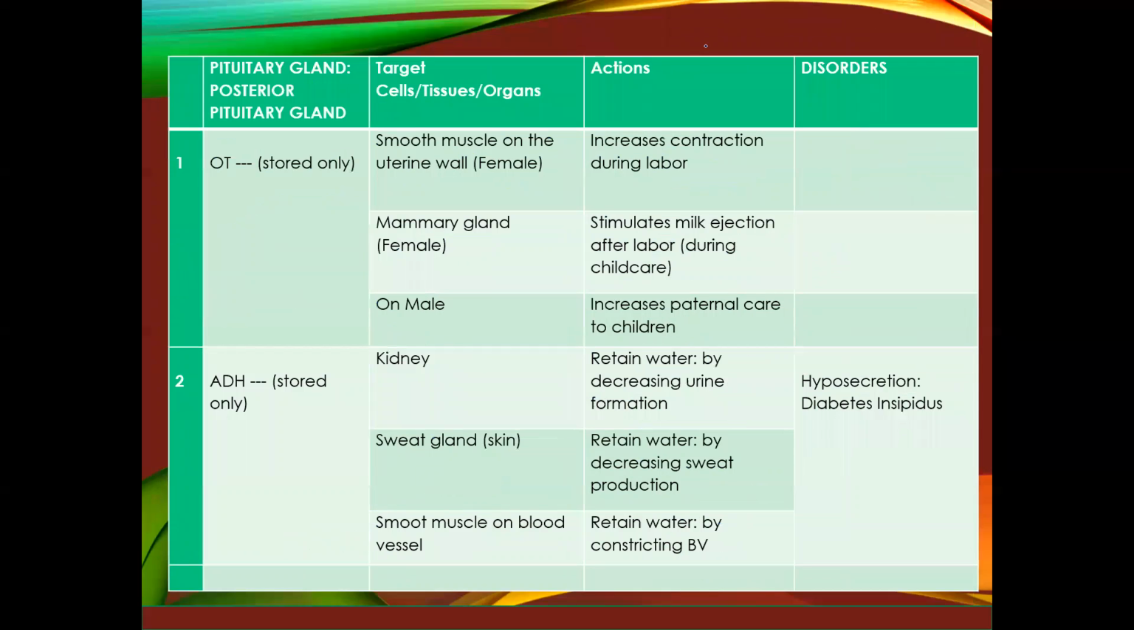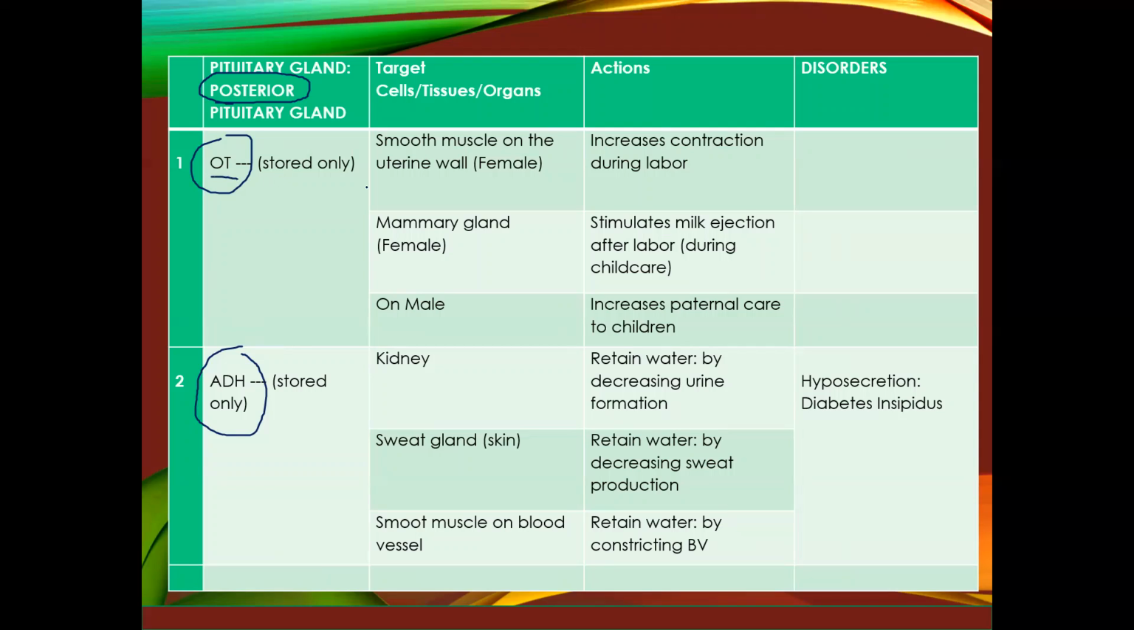Okay, we go to the next one, still the pituitary gland, but this time we have the posterior part, the posterior pituitary gland. Remember, the posterior pituitary gland does not produce any hormone. It just receives 2 hormones, oxytocin and ADH, from the hypothalamus. These 2 hormones are produced by the hypothalamus, stored over here, and then after that they will be released.